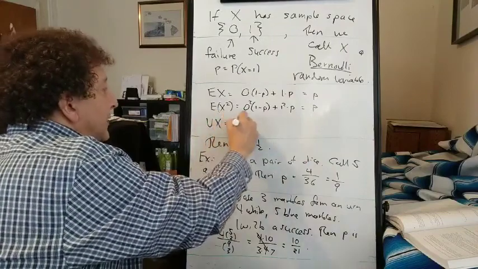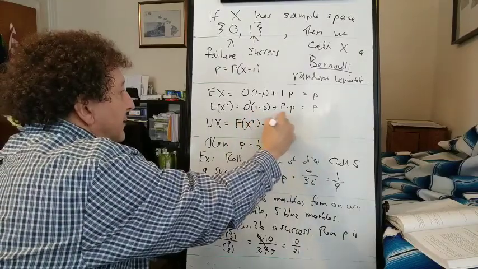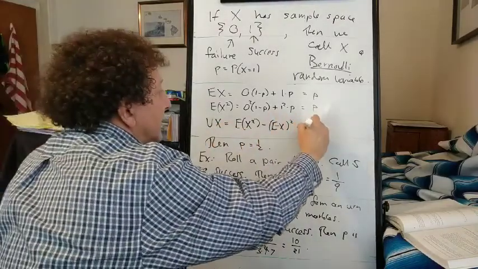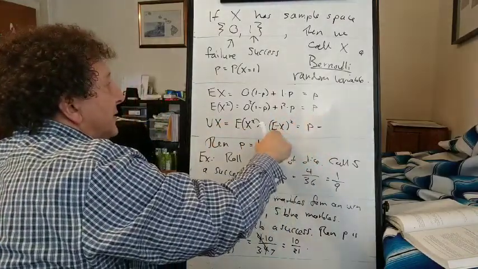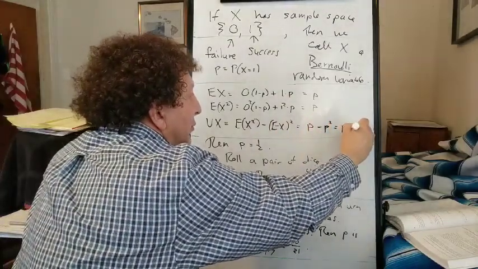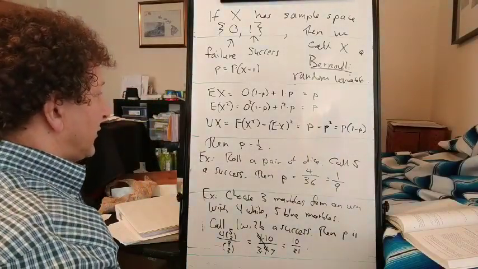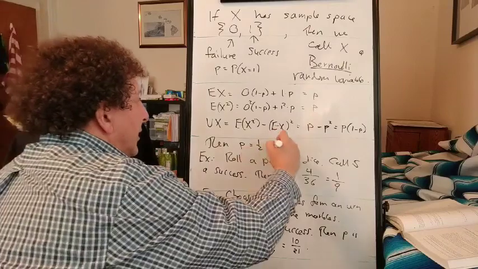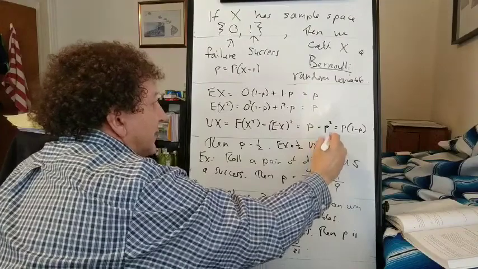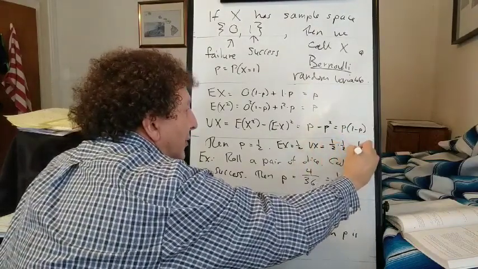The variance is the expected value of x squared minus the expected value of x, that quantity squared. Expected value of x squared is p. Expected value of x is also p, so that's p minus p squared, which is p times 1 minus p. So for the coin toss, we have expected value of x is 1/2. Variance of x is 1/2 times 1/2, which is 1/4.